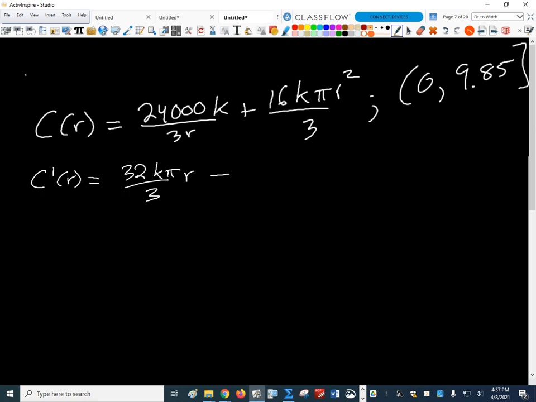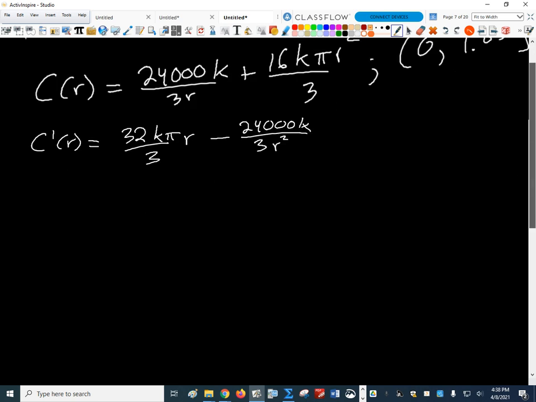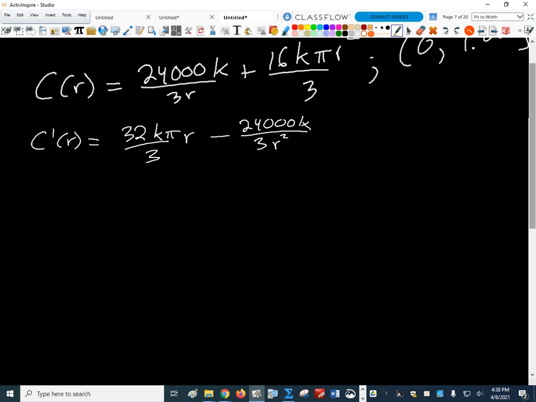And then this one, I've got this constant, 24,000k over 3 times r to the minus 1. When I differentiate r to the minus 1, it gives me a negative r to the minus 2. So I'm going to get 24,000k over 3, and then I've got an r to the minus 2, so I've got an r squared on the bottom. Okay, there's our first derivative. Let's go ahead and solve for our critical number then.